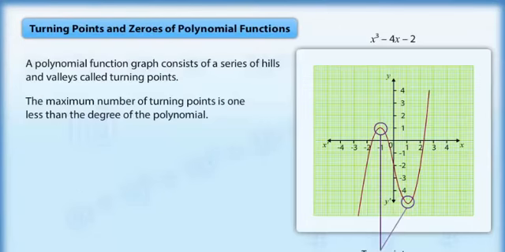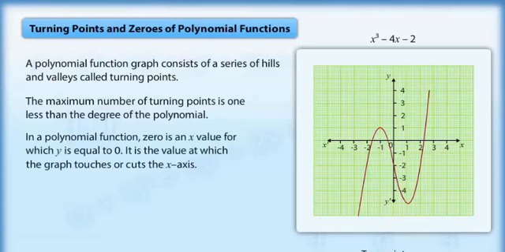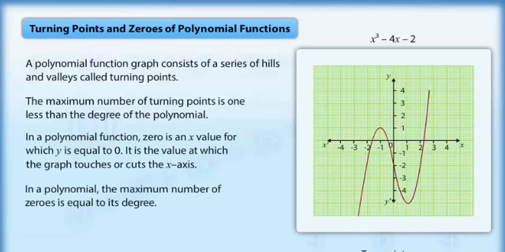A polynomial function graph consists of a series of hills and valleys called turning points. The maximum number of turning points is 1 less than the degree of the polynomial. For example, if the degree of the polynomial is 3, the graph would have a maximum of 2 turning points. In a polynomial function, zero is an x value for which y is equal to 0. It is the value at which the graph touches or cuts the x-axis. In a polynomial, the maximum number of zeros is equal to its degree.